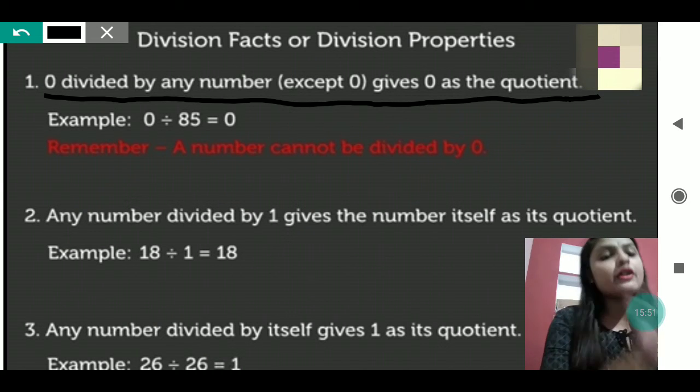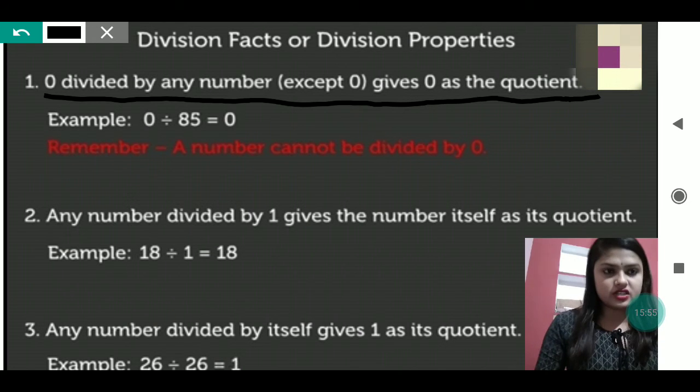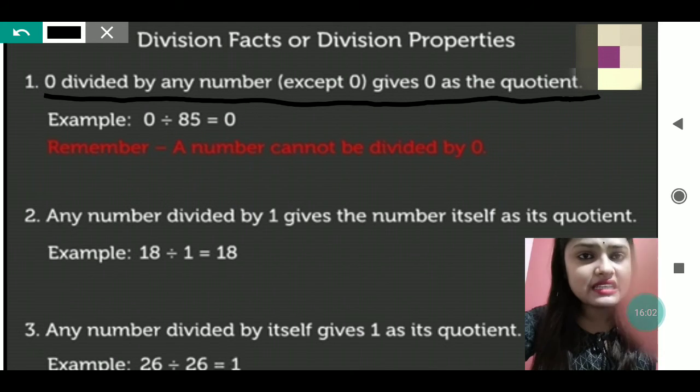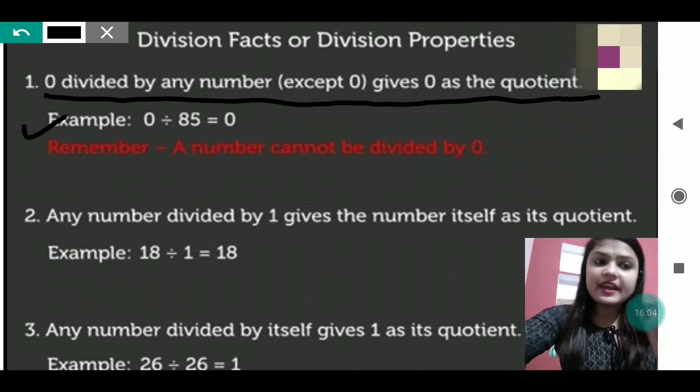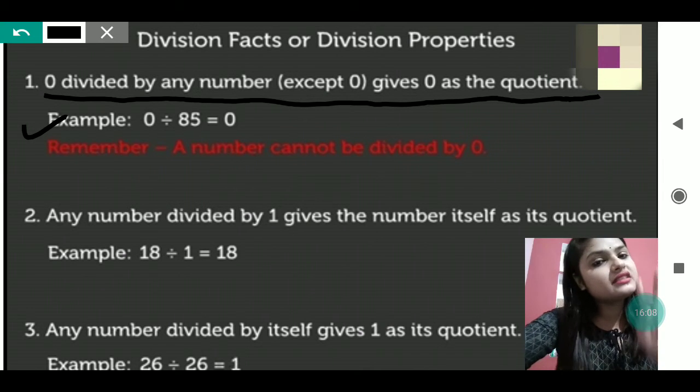If we are dividing 0 into 0, that we can only leave. All the rest of the numbers give 0 as the quotient. You can see an example: 0 divided by 85, or 85 divided by 0. In both cases you will get 0 only.